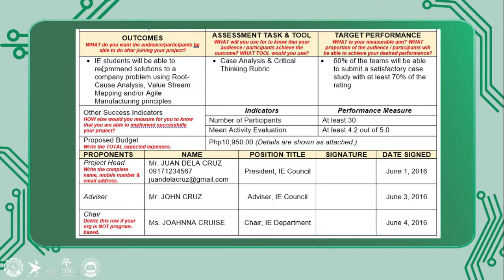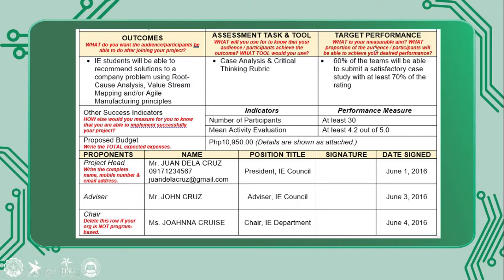It's an action because they will be able to recommend solutions, meaning they will be able to apply what they've learned. And how do you know that they've really learned from the session? You have to set an assessment task or tool. What will you use for you to know the audience or participants achieved the outcome? What tool would you use? In this case, since it's a workshop, an example is a case analysis and critical thinking rubric. There's a rubric to measure what was learned by the participants.